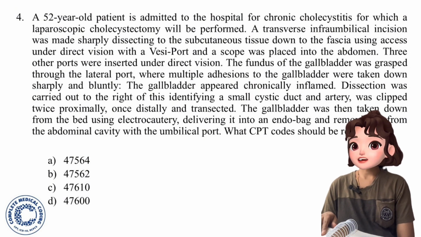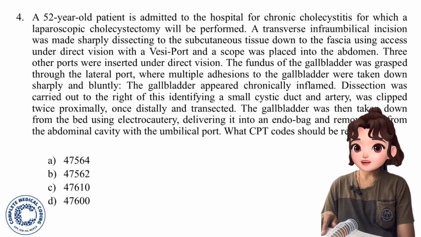A transverse infraumbilical incision was made sharply, dissecting through the subcutaneous tissue down to the fascia. Access was obtained under direct vision with a Visiport, and a scope was placed into the abdomen. Three other ports were inserted under direct vision.